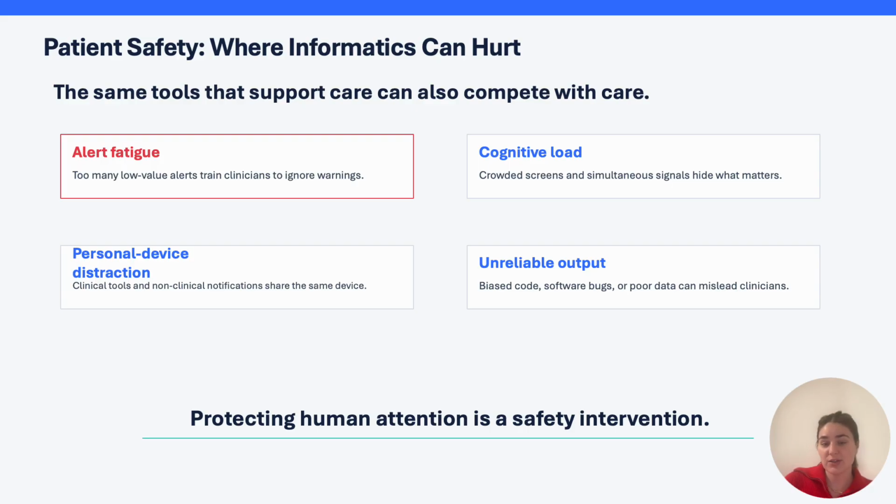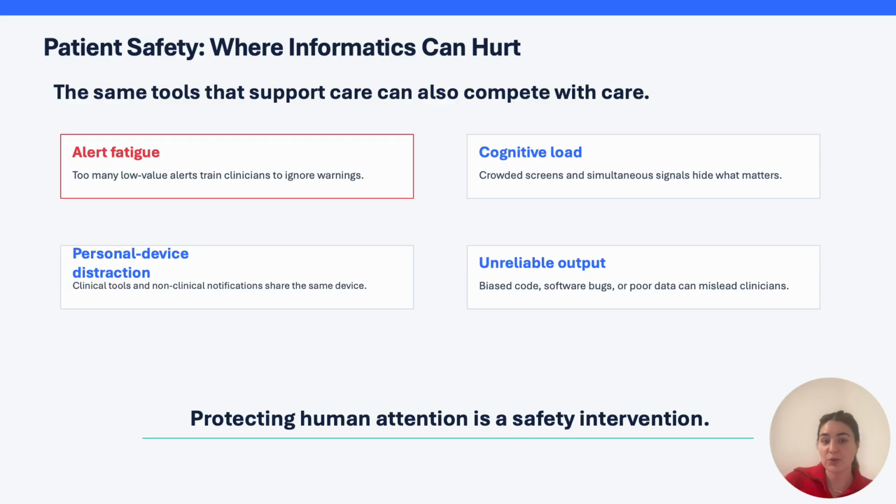Cognitive overload is another concern. An anesthesia provider may be watching several monitors, responding to alarms, documenting medications, communicating with the surgical team, and managing the airway at the same time. Crowded displays and stimulus notifications can make it more difficult to identify the most urgent problem.